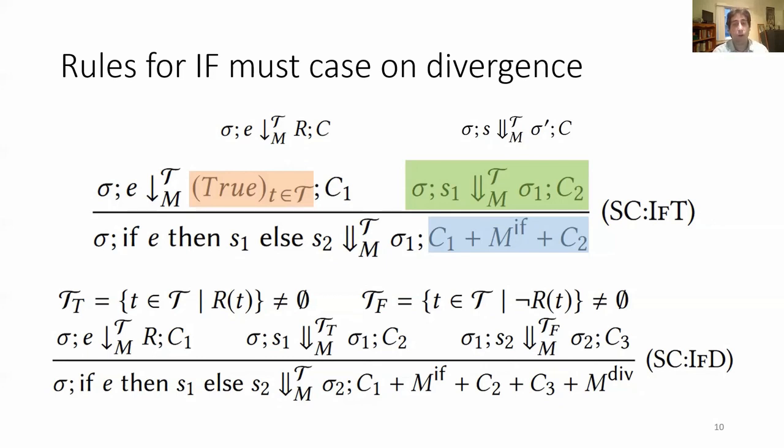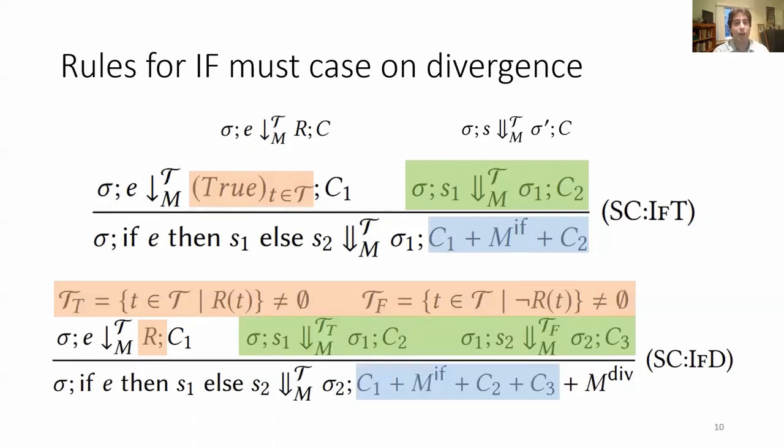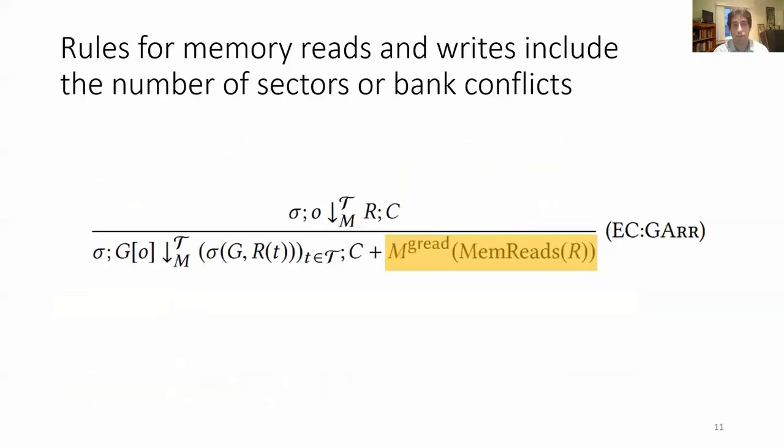The rule for when all threads return false is similar. Otherwise, we split the threads into the ones that return true and the ones that return false. We execute S1 and S2 with the appropriate sets of threads and add up all the costs. We also add on an additional cost associated with threads diverging. This accounts for the cost of enabling and disabling threads in hardware, which is non-trivial.